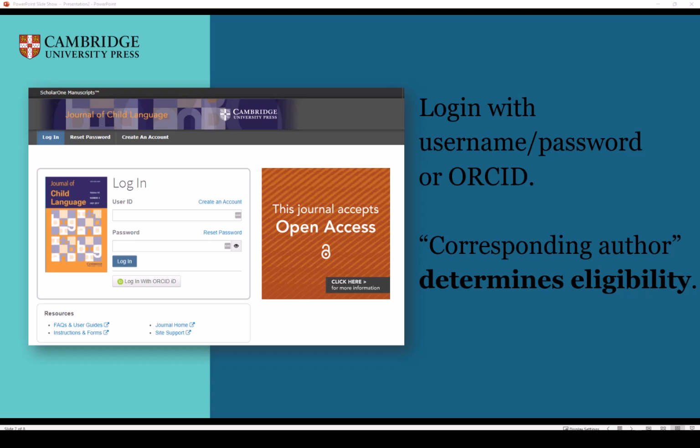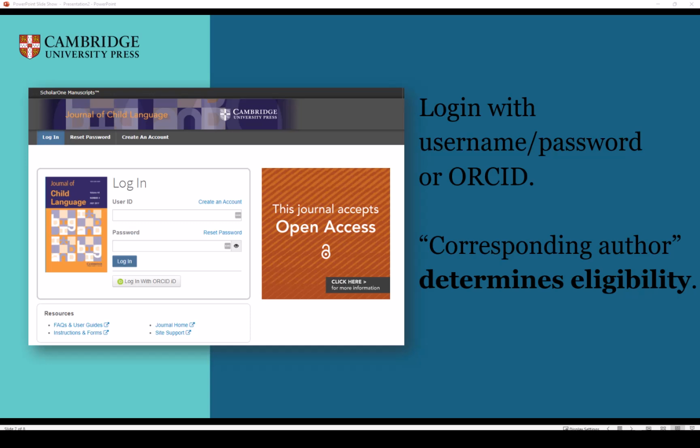Now, this is the screenshot from a particular online peer review system, or OPRS, called ScholarOne. We're not going to go too far into the details here, but I do want to highlight the role of what's called the corresponding author in this process. And the reason for that is because it's the institutional affiliation of the corresponding author that's going to determine eligibility for publishing under a transformative agreement.